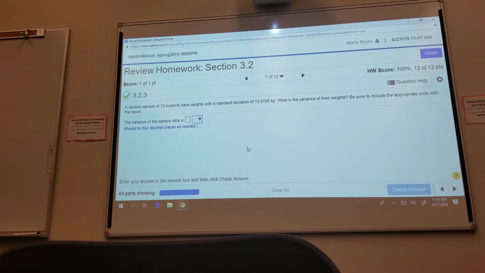Variance, okay. Do you guys remember what we said on how to find the variance? The square of the standard deviation. Simple square. What? The square of the standard deviation.